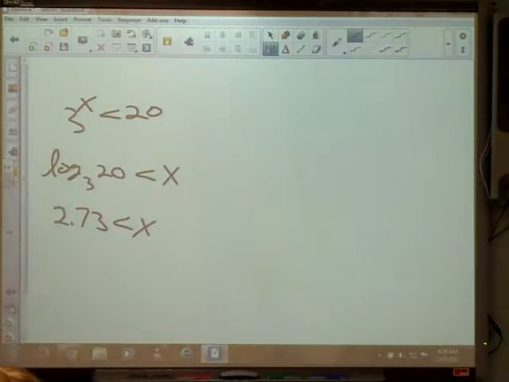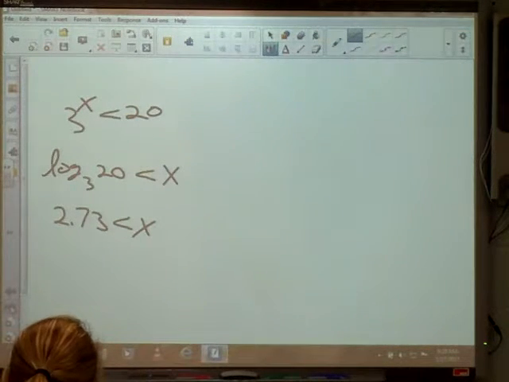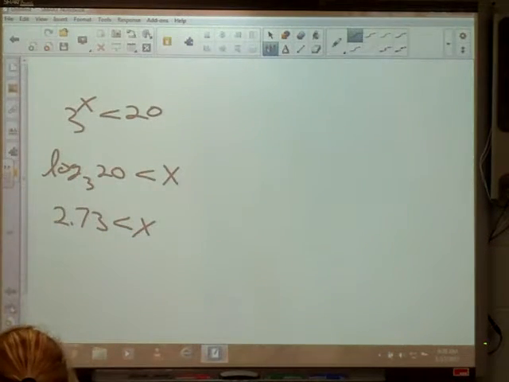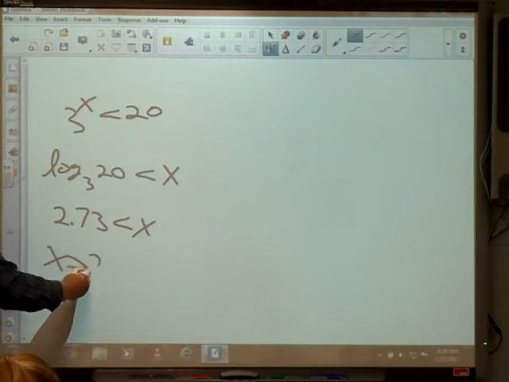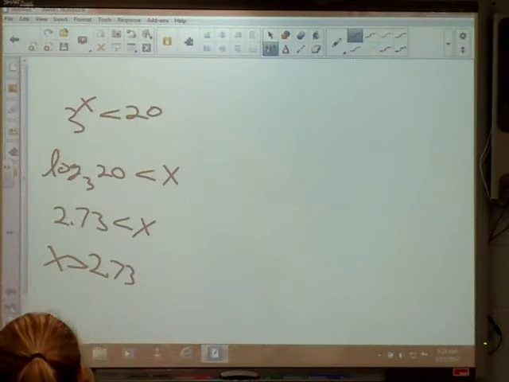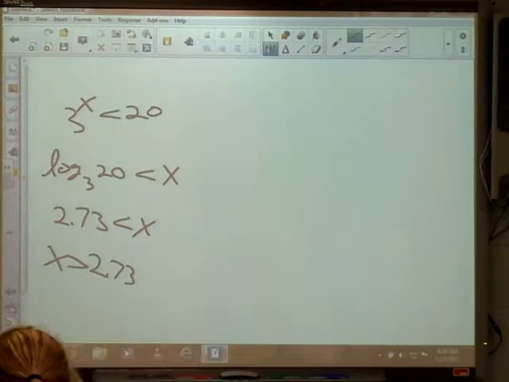Now, if it's an option for you, you write your answer and you leave it like that, that's fine. If it's multiple choice, they're going to put the x first. They always, when it's an inequality, always put the x first. So this would be the same as x is greater than 2.73. You rewrote it with the x first. Okay. So we did it the same way, just had an inequality sign. And we do all those that same way.